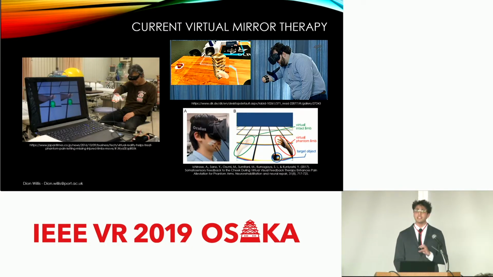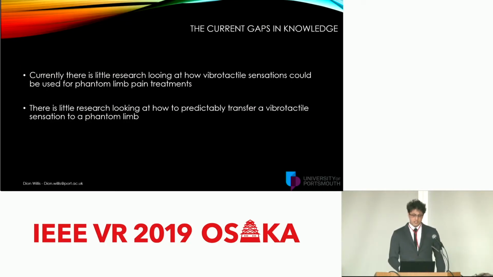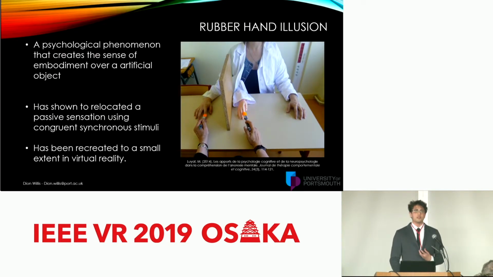This phenomenon is not ubiquitous for every single amputee, though. Only about 10% of upper limb amputees can actually feel this sensation when being touched on the face. So we need to find a different way of stimulating some sort of tactile sensation for these amputees. So the current gaps in knowledge are little vibrotactile sensation research, and very little looking at the predictability of it as well. So what I'm trying to do is take some principles from the rubber hand illusion and use it for my application.